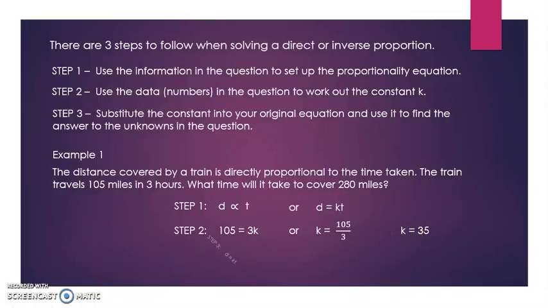So the final step, we're going to answer the question. What time will it take to cover 280 miles? So we know the distance is 280 miles. So using our original equation, the distance is 280 and we know our constant is 35. So 280 equals 35 multiplied by t. Divide both sides by 35. The time taken is 280 divided by 35. The time taken is 8 hours to cover 280 miles.